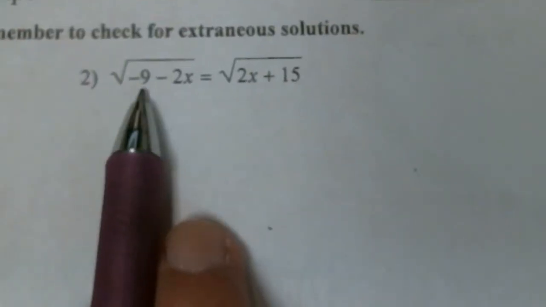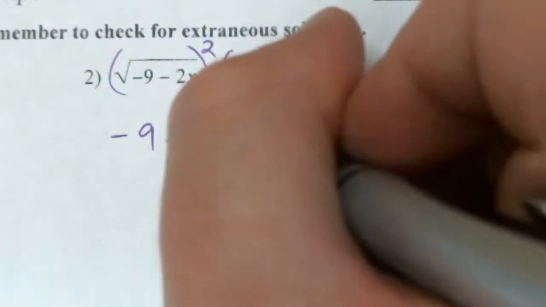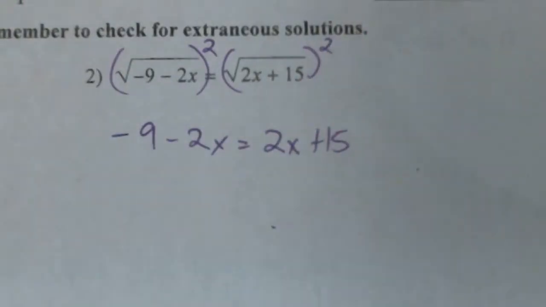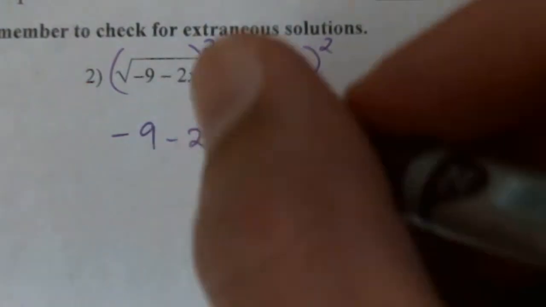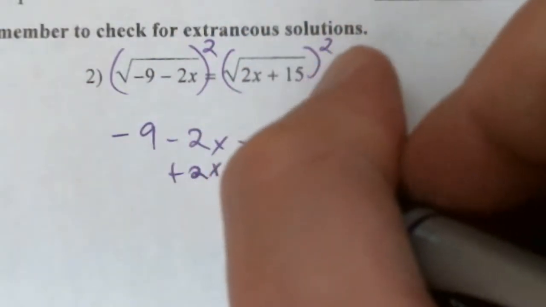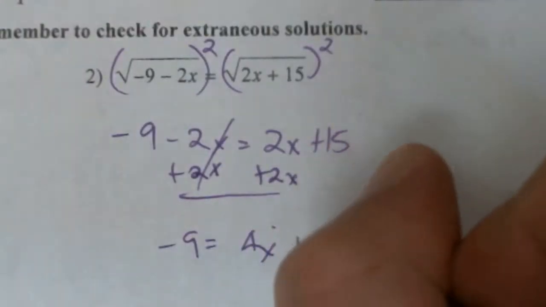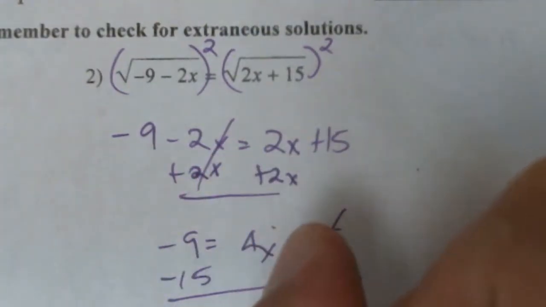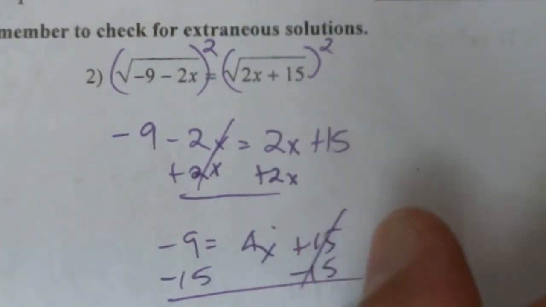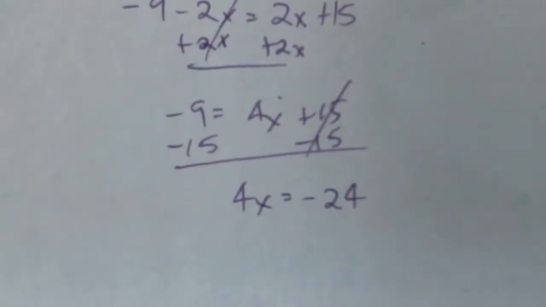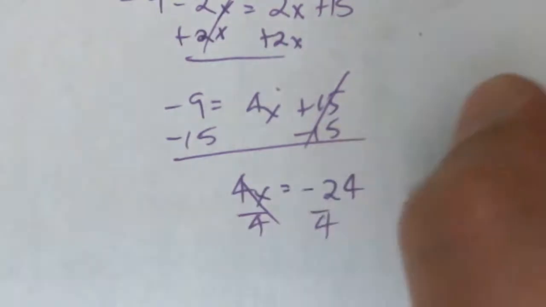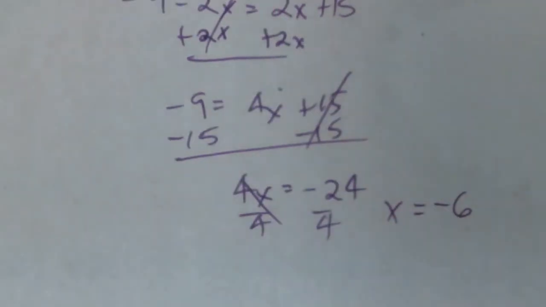Number 2. Okay, I've got one of my radicals isolated, so I'm ready to square both sides. Both of these square roots and the squares cancel, so I'm left with negative 9 minus 2x equals 2x plus 15. And now I have a simple algebraic equation to solve. Let's keep a positive variable, so I add 2x to both sides. Negative 9 equals 4x plus 15. Let's move this guy over here to the other side. 4x is equal to negative 24. Sorry, y'all can't see that. Divide by 4, and x is equal to negative 6.